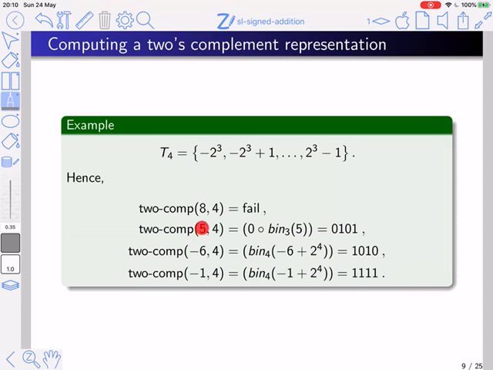We want to compute the 2's complement representation of 5. Well, 5 is positive, so it is the 0 concatenated with the representation of 5, so it's 0, 1, 0, 1. We want to compute the 2's complement representation of minus 6. Minus 6 is negative, so we add to it 16, and we compute the binary representation of 10, which is 1, 0, 1, 0. We want to compute the 2's complement representation of minus 1. We add to it 16, it becomes 15, and therefore we get 1, 1, 1, 1.